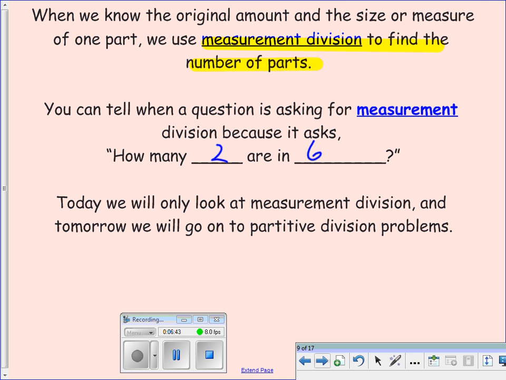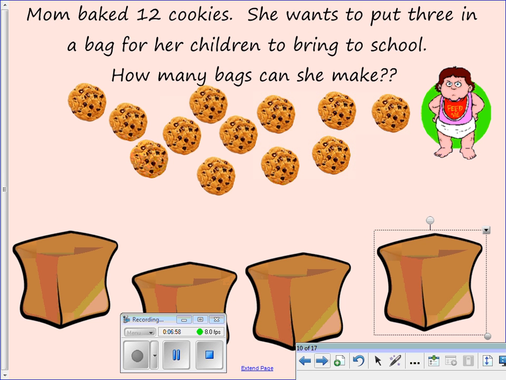Today we're going to look at only measurement. Tomorrow we'll look at partitive. This isn't something you need to worry too much about. It's an introduction. I want to expose you to it so you understand what it is, okay? I'll practice it some more. All right, put your pencils down.